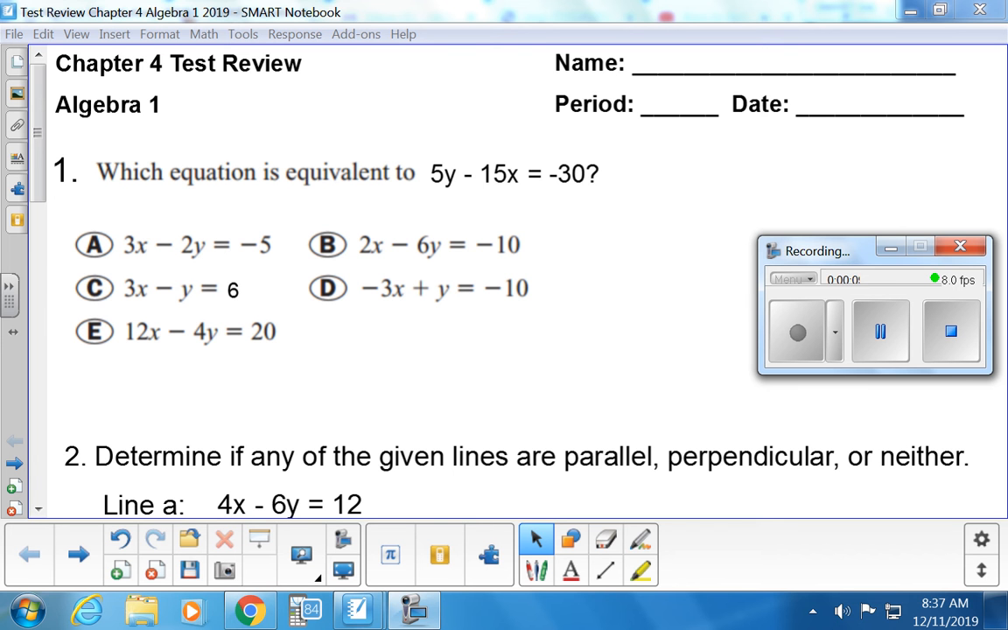Hey, so Friday we have an open note test. You can use all your notes. You can use your study guide, right? So who's going to be a scholar on Friday?